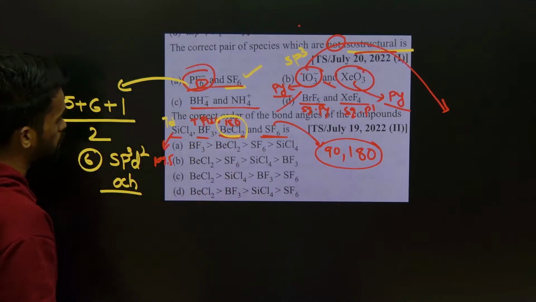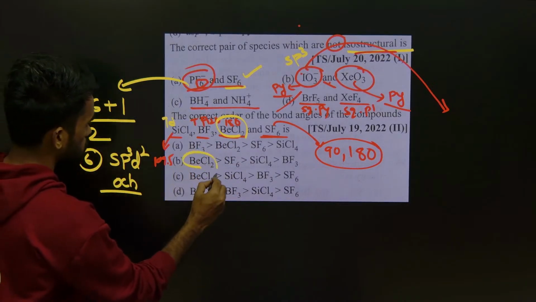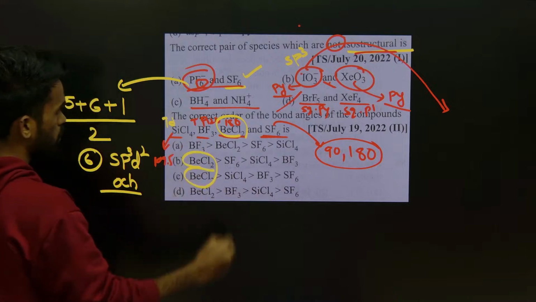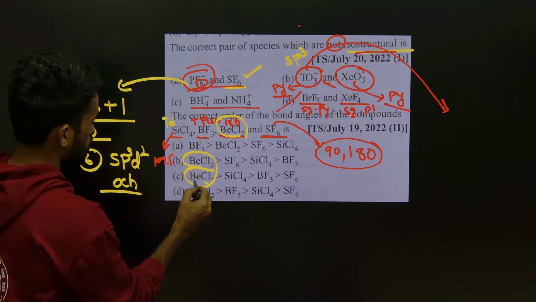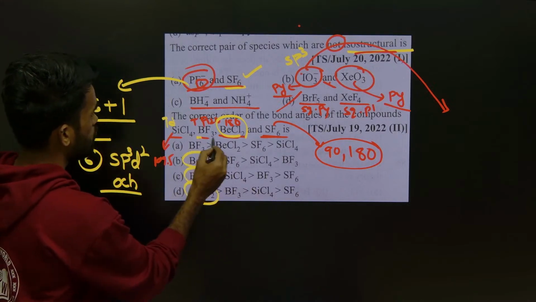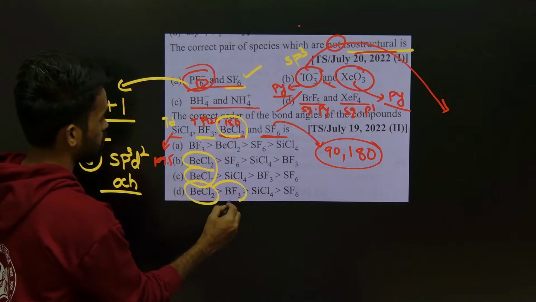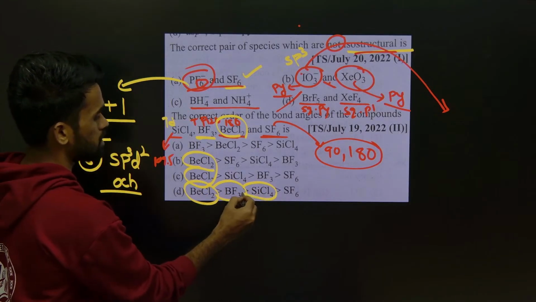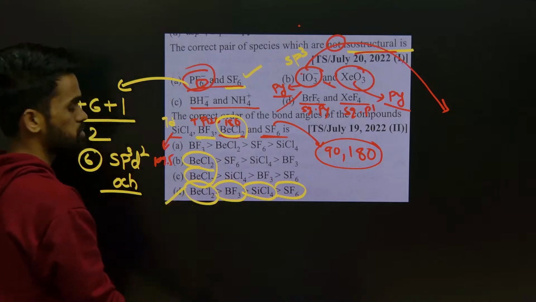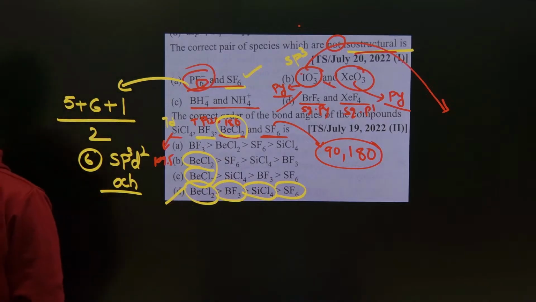Where do we have BCl2 in these two options? After this, BF3 should be there. See, yes, BF3 is there, and SiCl4 is next to this one. So option D will be your perfect answer for this question.